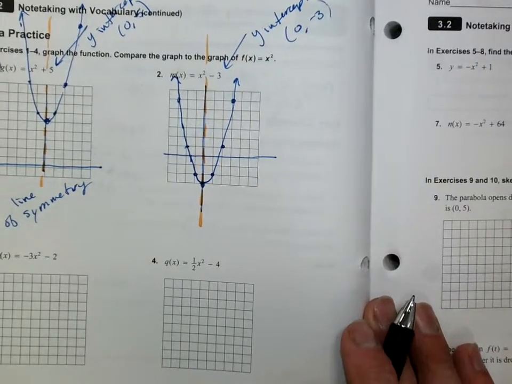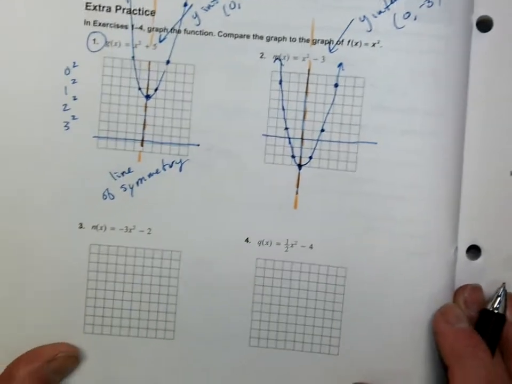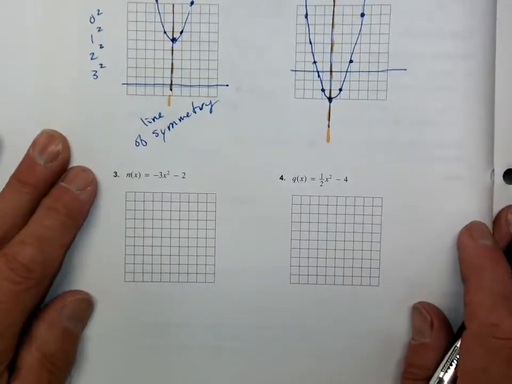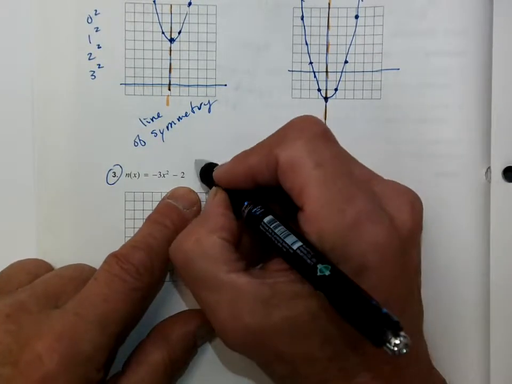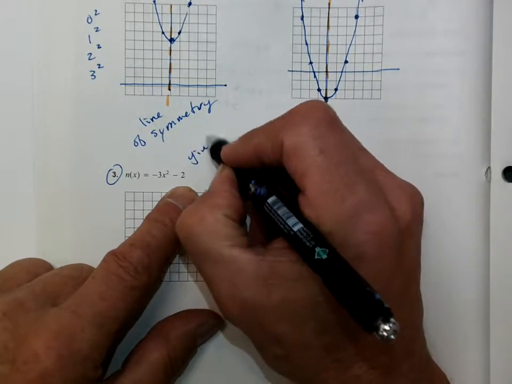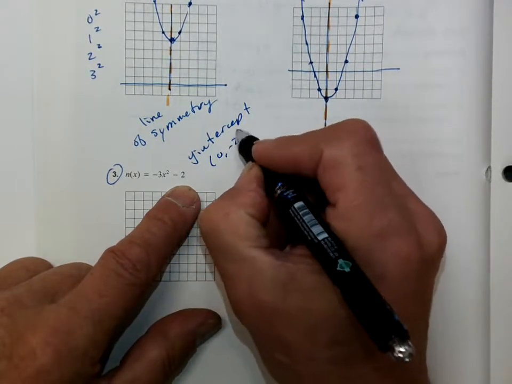Okay, let's do 3 and then 4, and then I'm going to talk about zeros, okay? On 3, am I going too fast? Okay, on 3, first of all, I know that my y-intercept is right here at 0, -2, okay?